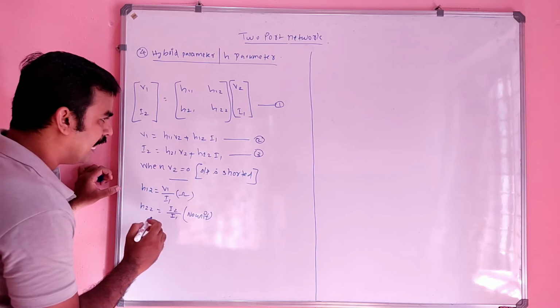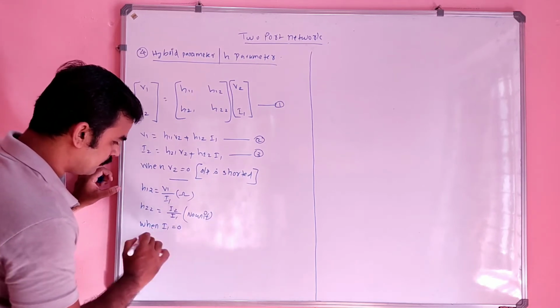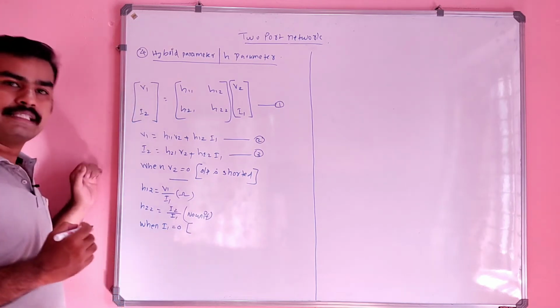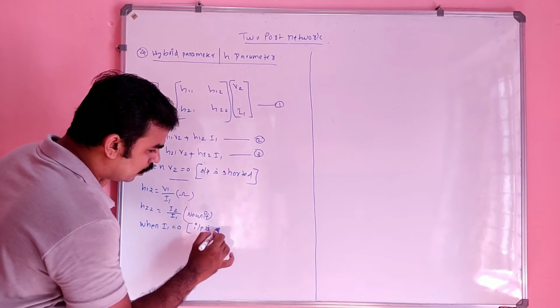And next you have to make I1 equal to 0. So when I1 equals 0, what is the meaning of I1 equal to 0? Input is open circuited.